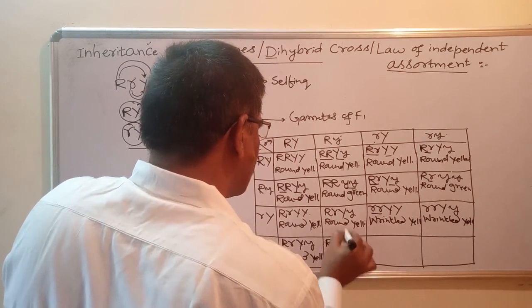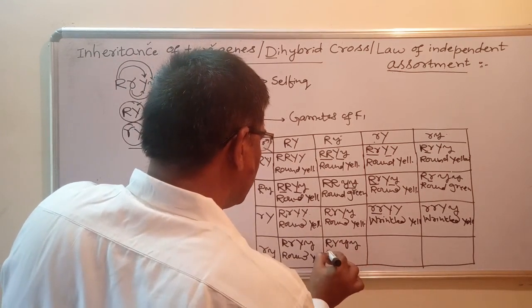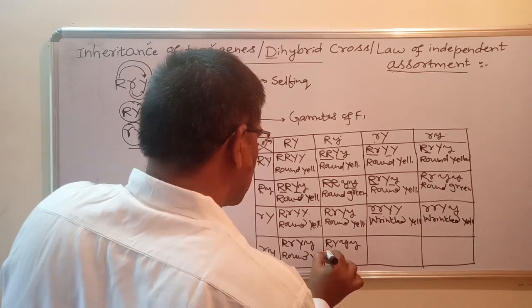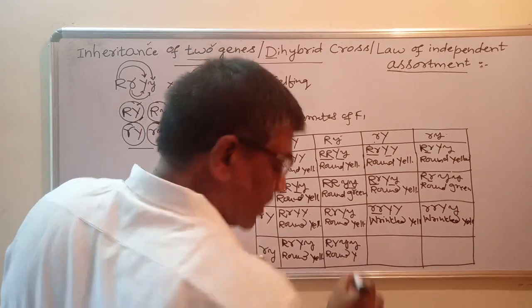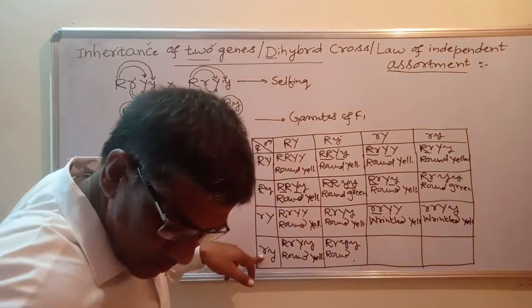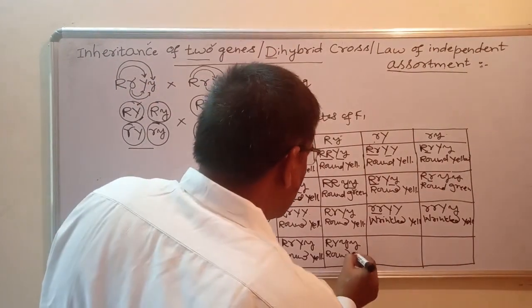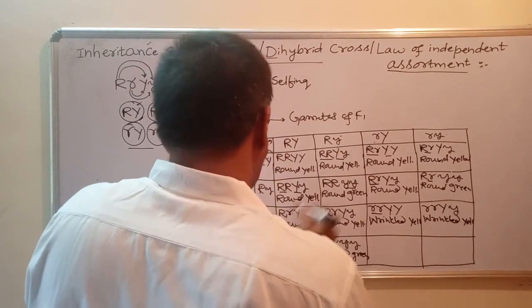Then this is small r, this capital R. So capital R, small y, small y. Therefore this is round green. So this is round green, round green.